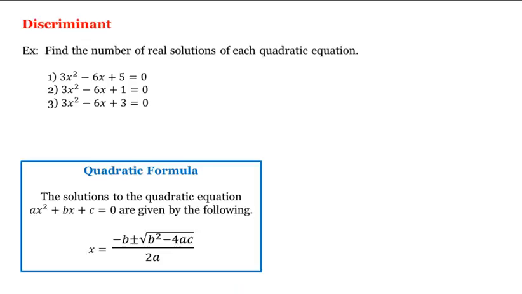It gives us the solutions to quadratic equations of this form: ax squared plus bx plus c is equal to 0. And those solutions are given by x is equal to negative b plus or minus the square root of b squared minus 4ac, all divided by 2a. However, here we're not asked to find the solutions, but rather the number of real solutions. And this quantity here under this square root is what determines that. This quantity is what we call the discriminant.